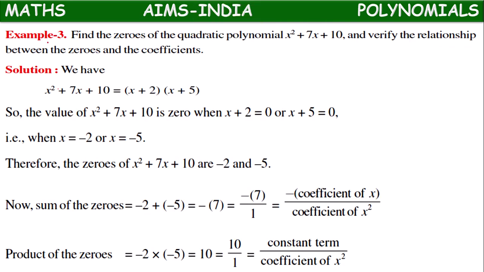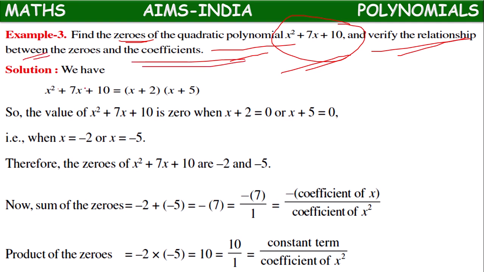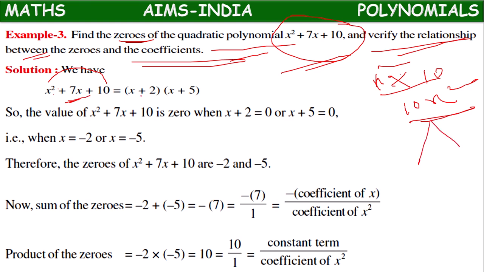Next example. Find the zeros of the quadratic polynomial x² + 7x + 10 and verify the relationship between the zeros and coefficients. The product of a value 1 into c value 10 is 10x². The middle term 7x is to be divided into two terms whose product is equal to 10x². So 7x we can write as 2x + 5x, so that the sum is 7x and the product is 10x².